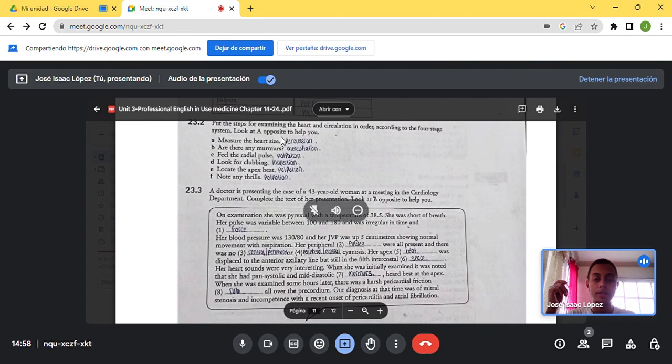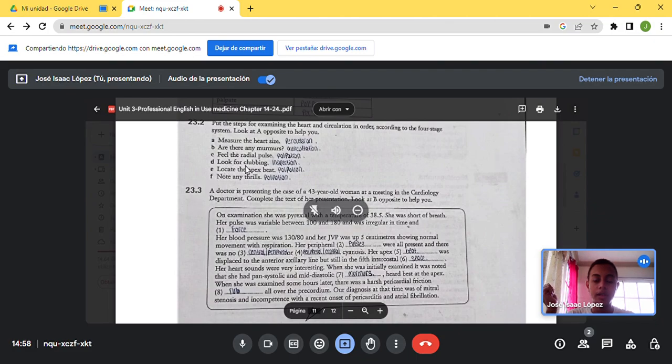Measure the heart size, that means in Spanish medir el tamaño del corazón. That is percussion. Are there any murmurs? That is auscultation. With the auscultation, you can see that. Feel the radial pulse, o sea, sentir el pulso radial.